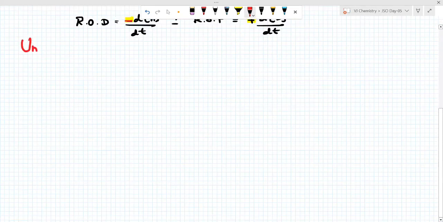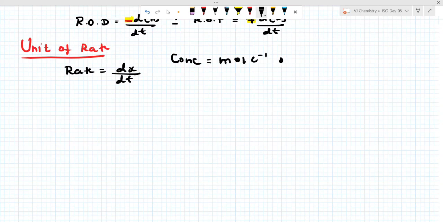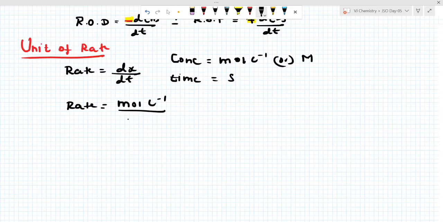Please note the unit of rate. Rate is equal to dx/dt, where x is concentration. Concentration unit is mole per liter, which is molarity, capital M. Time unit is second. So concentration by time is mole per liter per second, that is mol L⁻¹ s⁻¹, or M s⁻¹. This is the unit.